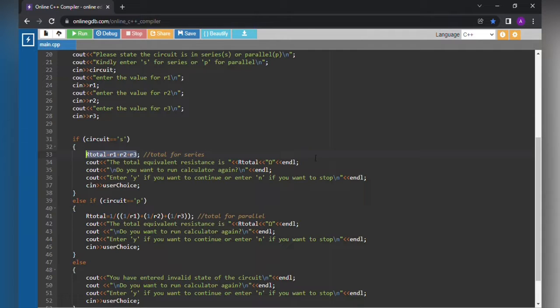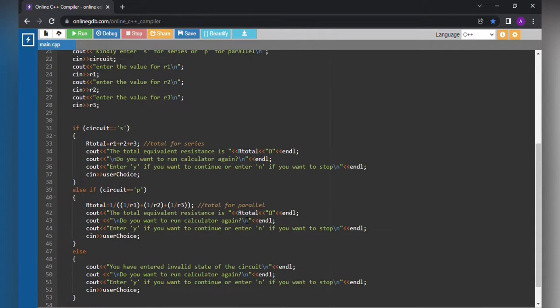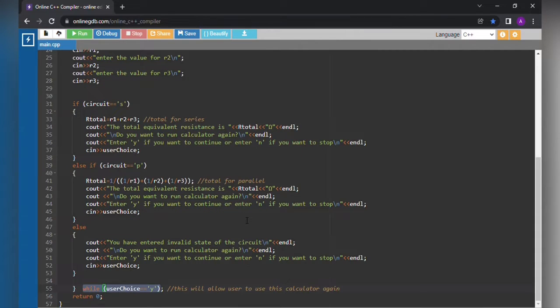Next, the program will ask if the user wants to continue using this calculator. If the user enters Y, it will repeat the program. This is because of here, where user choice is Y. If the user enters N, then it will stop the program. Just now was for the series circuit.